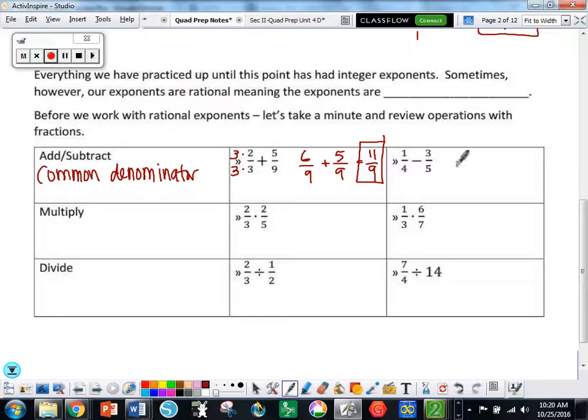Okay, looking at the next one, common denominator between the 4 and the 5 would be a 20. Now what do I do to the 4 to get a 20? 5. What do I do to the 1? Times it by 5. So I get a 5 on top. Now I have to adjust the 3/5, right? Multiply the top and the bottom by 4. You get a 12. And then what right there between those two? 5 minus 12 is negative 7 over 20.